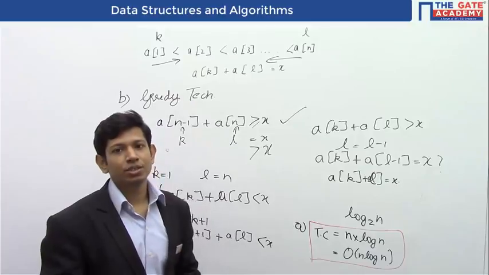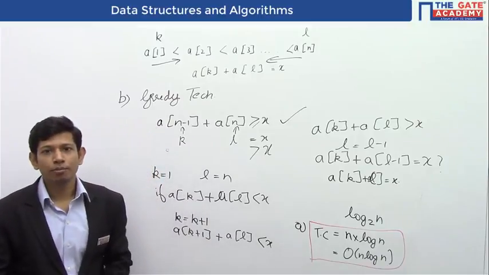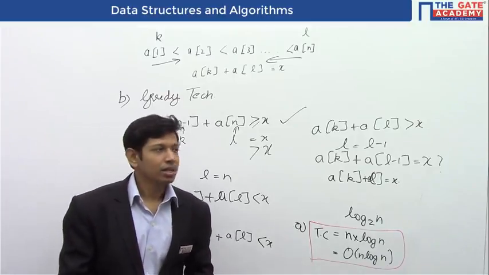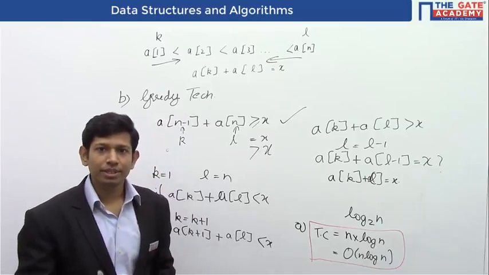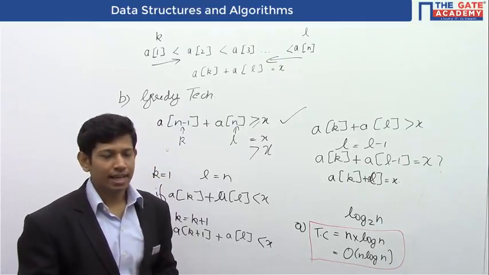So how many additions have we performed? We have performed only n additions. So order of n comes out to be the time complexity of this algorithm.